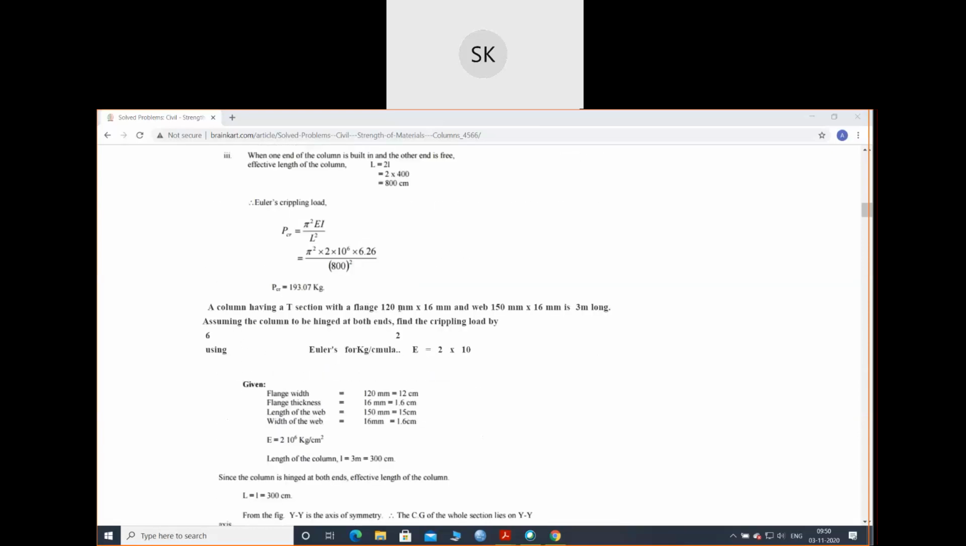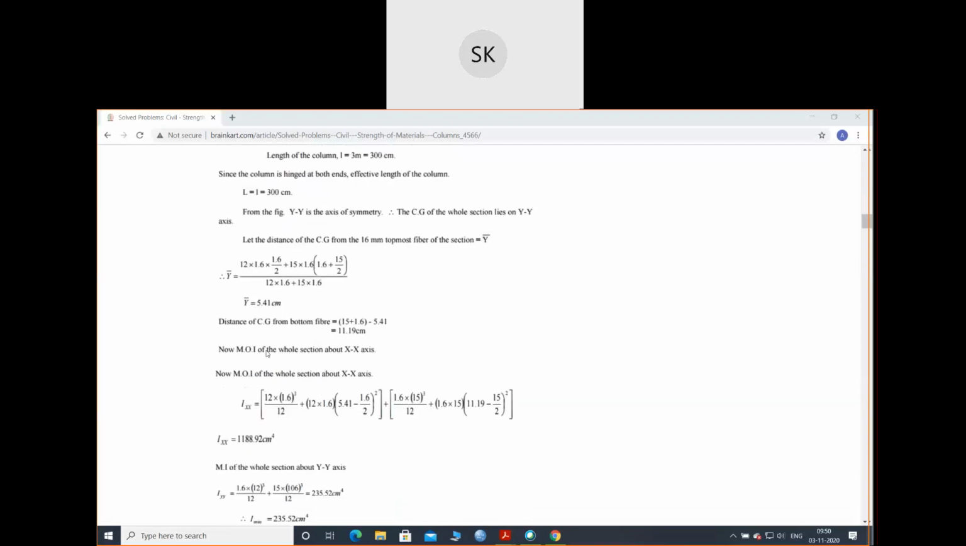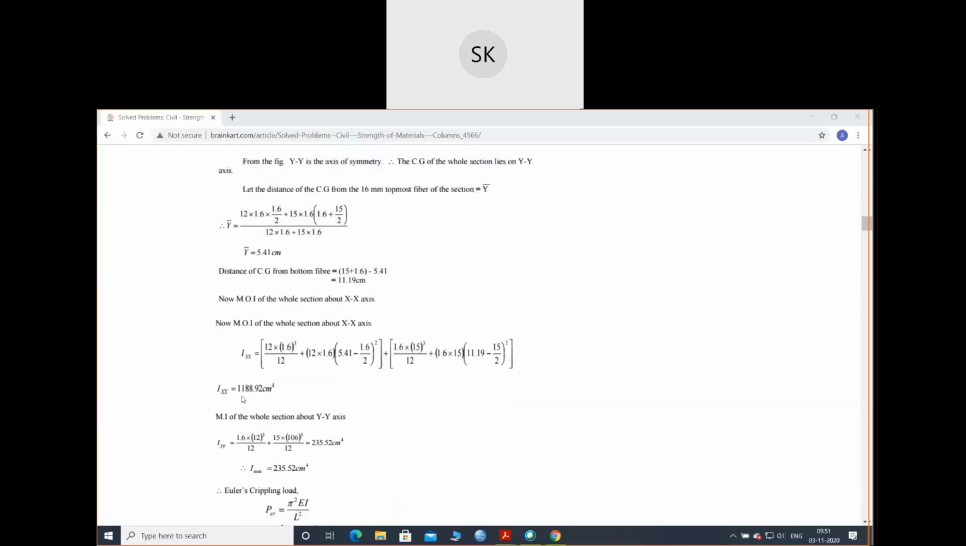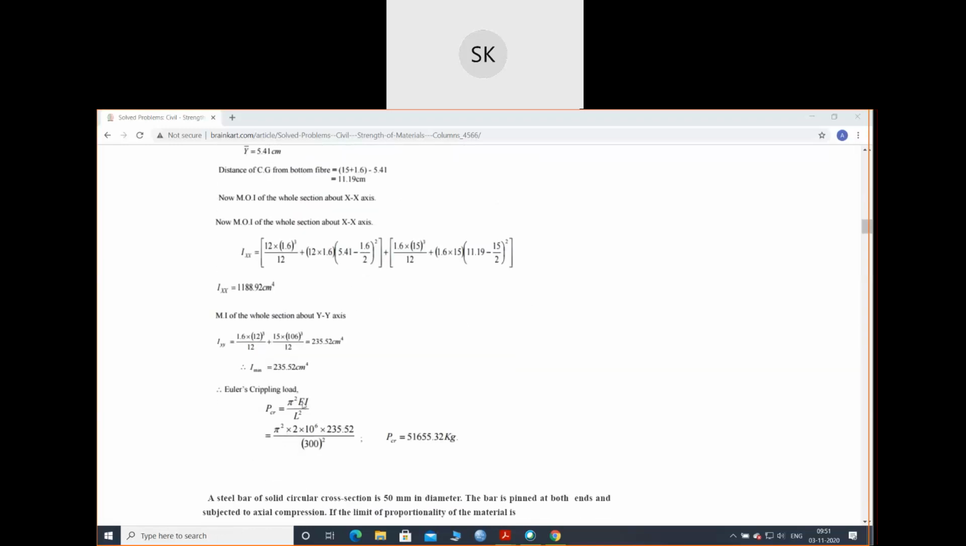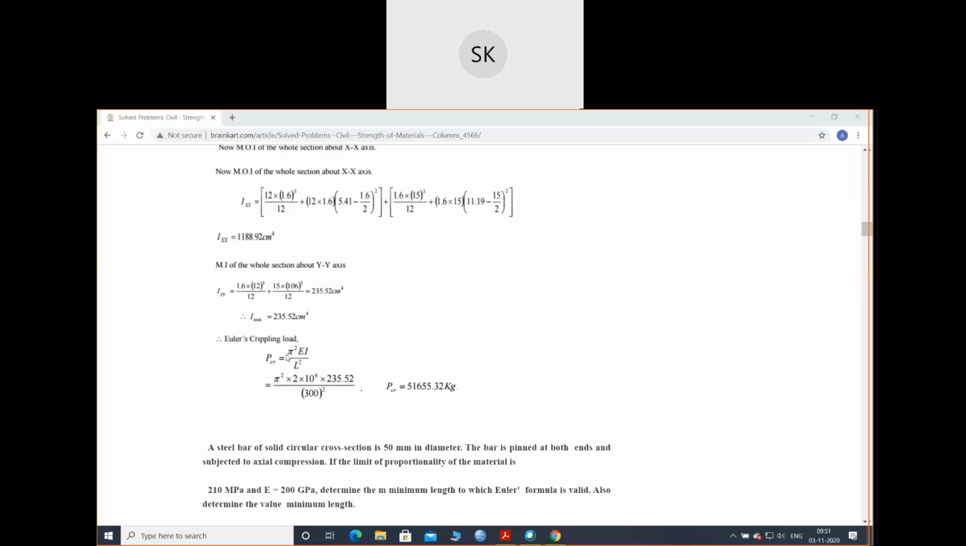See, here a T section is given. For the T section, they found Ixx and Iyy, and taken the minimum value of I and placed it in the general formula with the given condition. Both ends are hinged, so effective length is L. And they found the value of the crippling load. Mainly, please consider the units also. Units are very important.